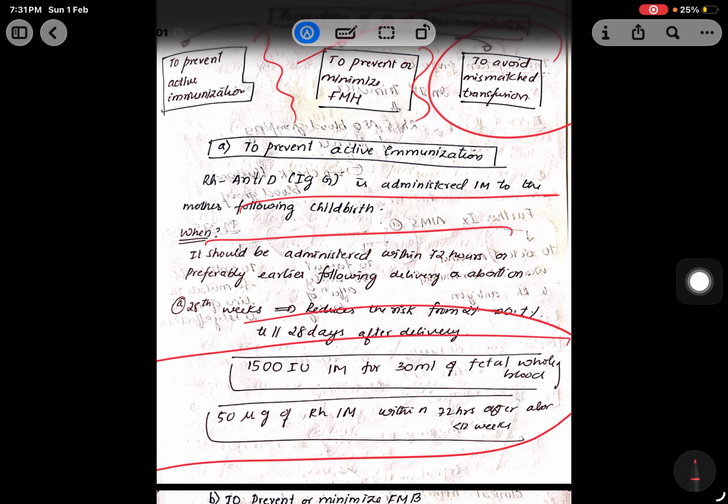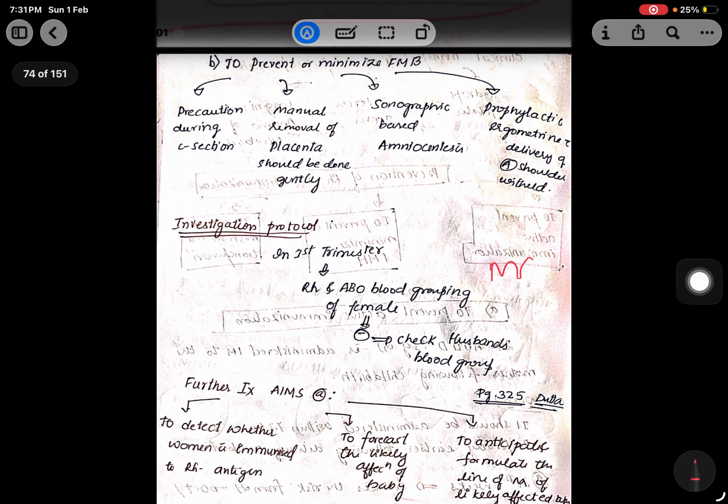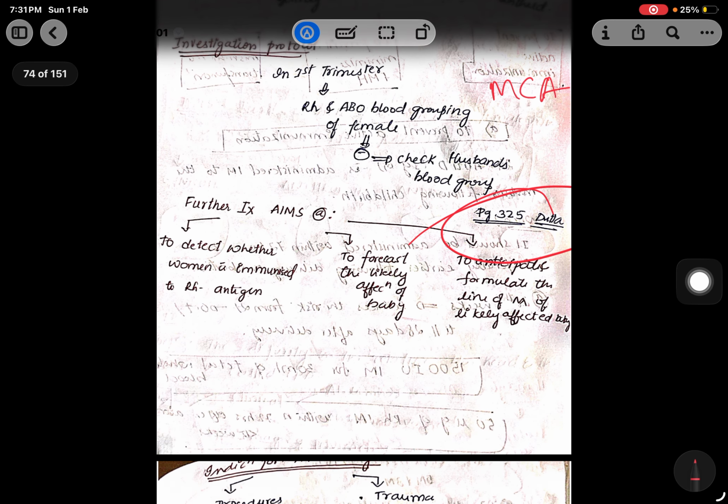Again, this is something which you need to remember at 28 weeks. And to minimize, again, what do you do, why do you do an MCA, all those things we'll discuss. Again, we will discuss this. The major thing is to check whether she is sensitized.